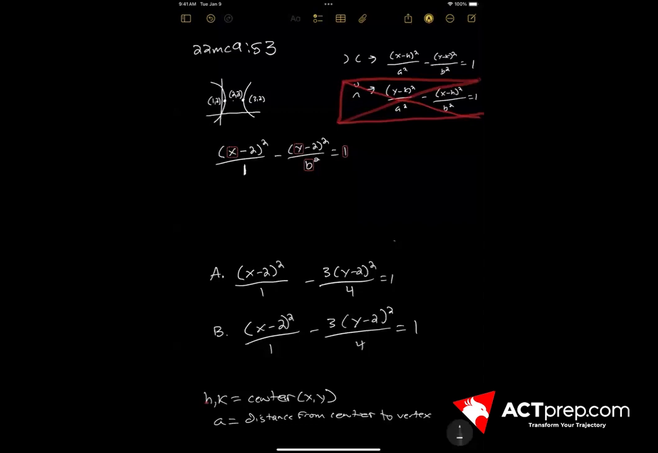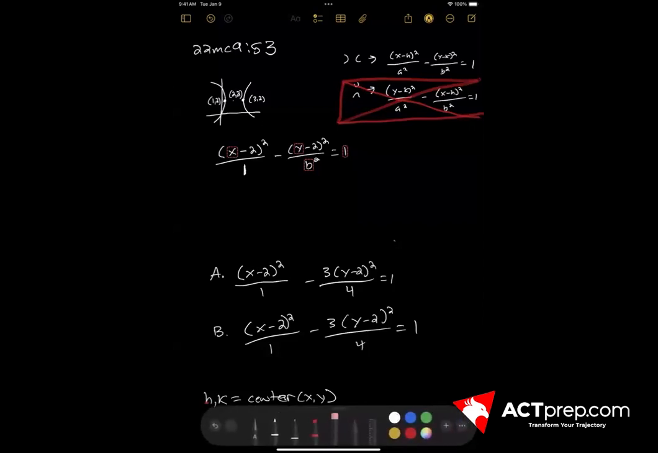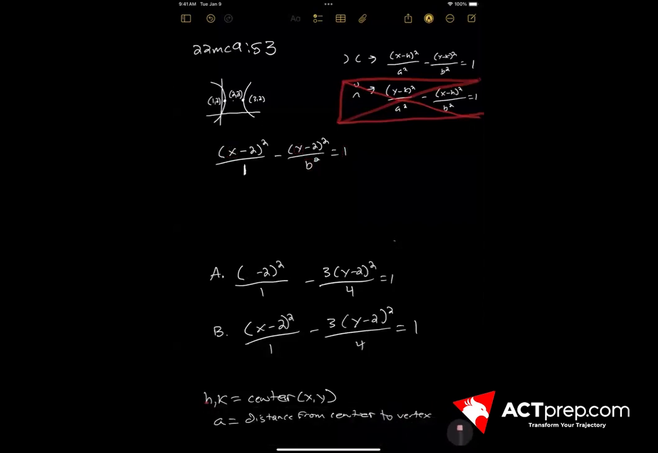So we know that the origin is one of the points on the hyperbola. So we can just delete the x and y values here and put in 0 for those. I'm just going to erase the x and y values since it's just 0. And then we're going to solve to see if this comes out to 1. So negative 2 squared is going to be 4, over 1 is still just 4. Negative 2 squared is going to be 4, times 3 is going to be 12, divided by 4 is going to be 3. So 4 minus 3 is indeed 1.